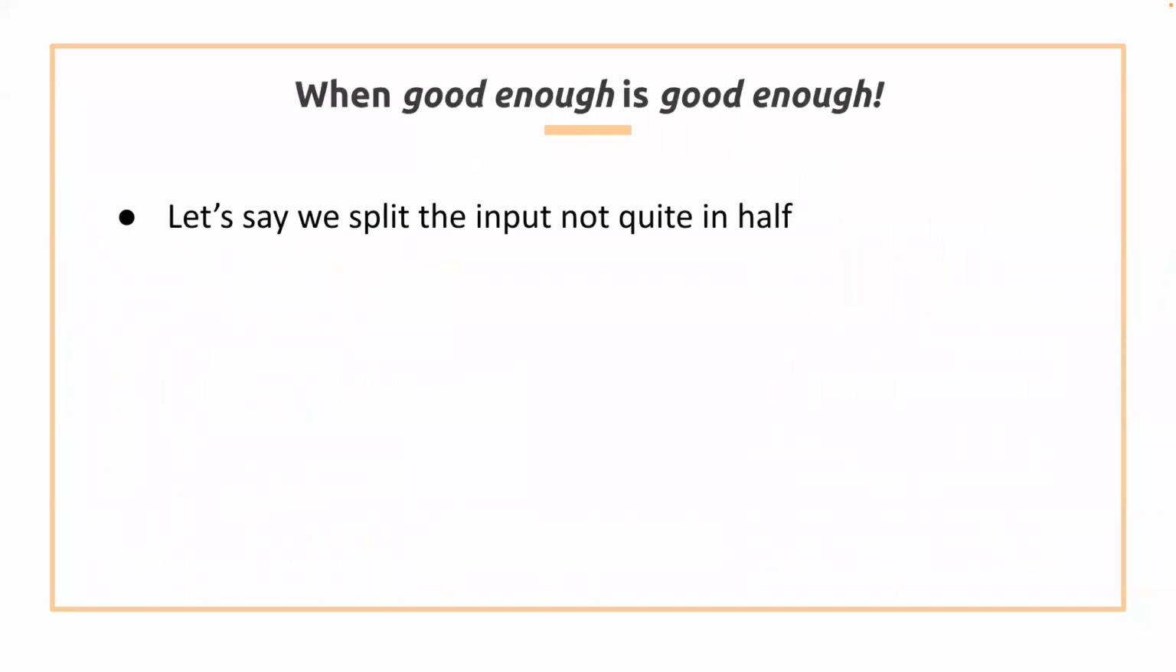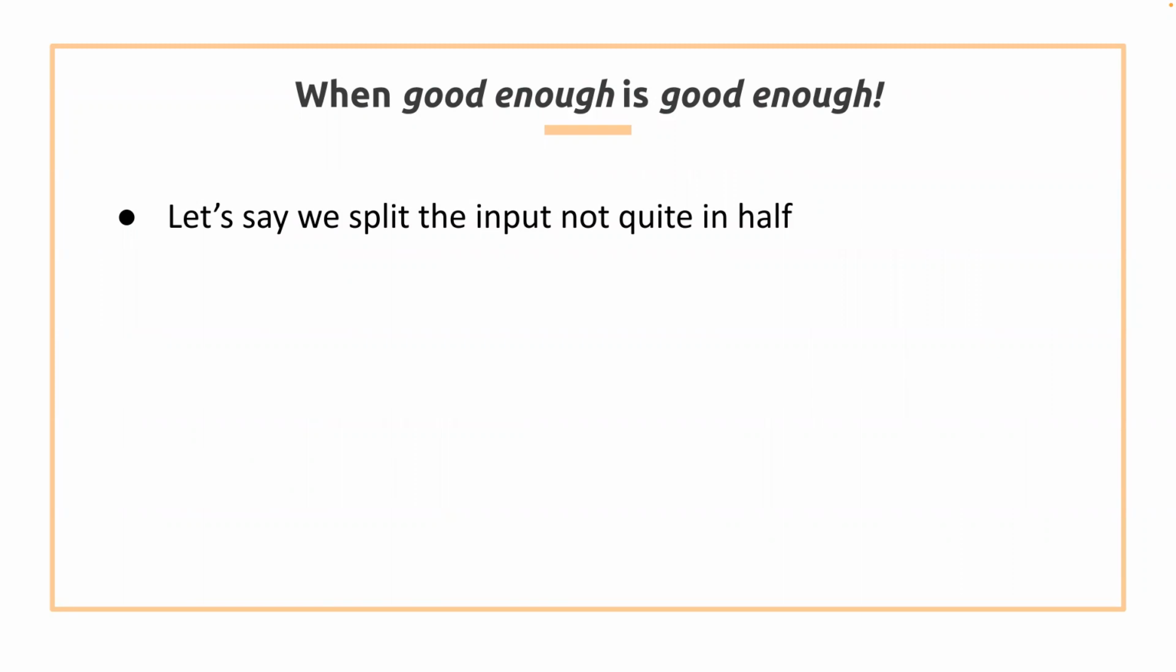But then we also talked about how we actually can't do that. Picking the exact median, the exact middle of the array, is not something that you can do in linear time for an arbitrary array, right? So we talked about, hey, what if we don't get exactly half of the array?